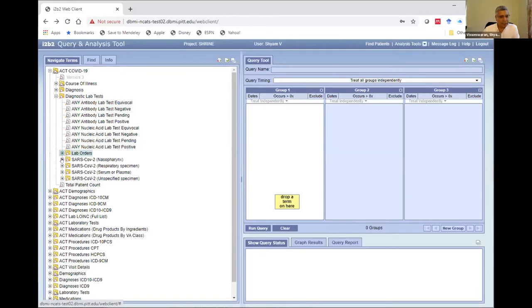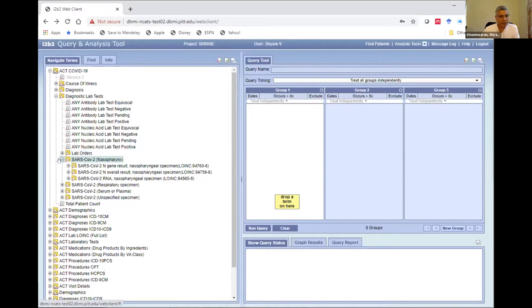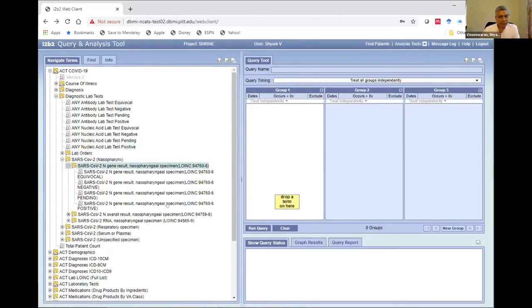But of greatest interest are the lab test results, which we have grouped into these four categories at this point based on where the specimen comes from. And so under each one of these, you have various LOINC coded result values. And as you can see, we also provide this harmonized value, which is positive, negative, pending, and equivocal for all the lab tests which are categorical.